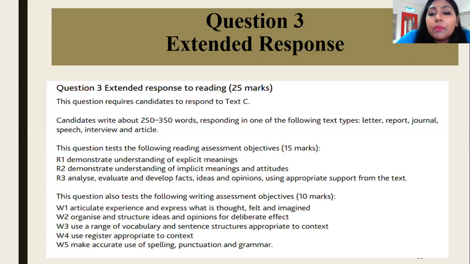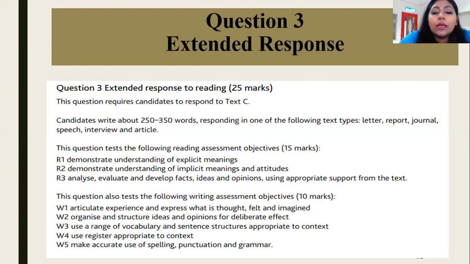So remember that you might be asked to write a letter. It could be formal or informal. It could be a report, a journal, a speech, an interview, or even an article. But remember that 15 marks will be given for the reading assessment. That means how well you can read, extract implicit and explicit details, and extract the details which you're going to use to develop your answer further.